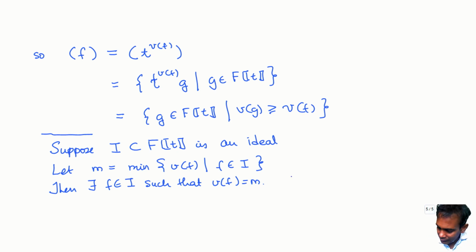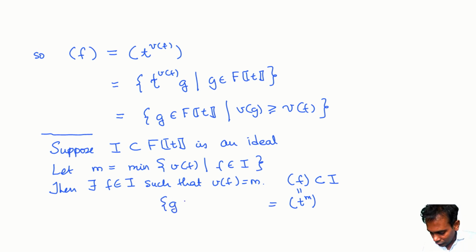Now the ideal generated by f is going to be contained in I, but the ideal generated by f is the ideal generated by t to the power m. So the ideal generated by t to the power m is contained in I. On the other hand, I want to claim that I is contained in the ideal generated by t to the m. But recall, this consists of all elements g in F[[t]] such that the valuation of g is greater than or equal to m.